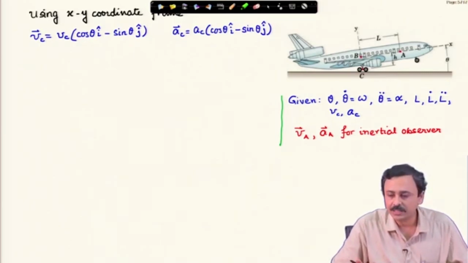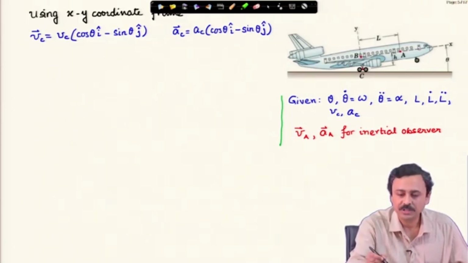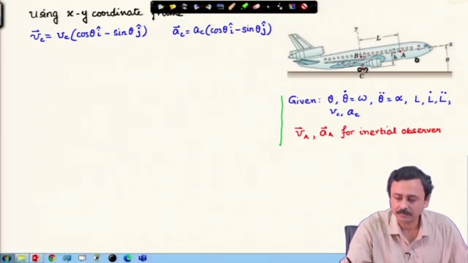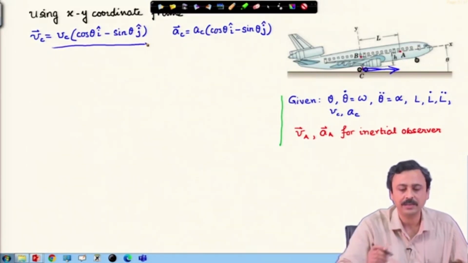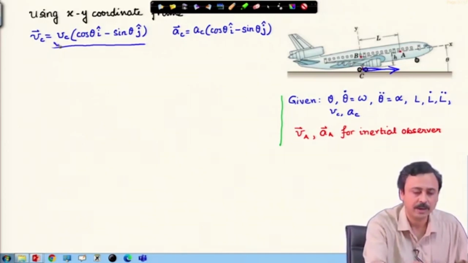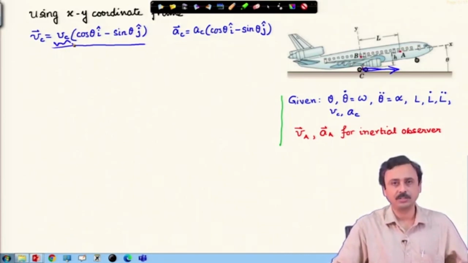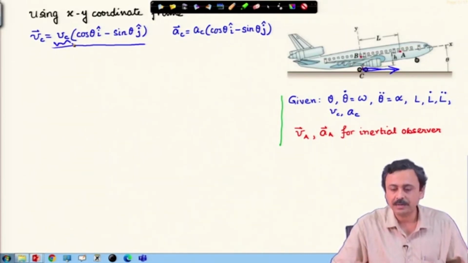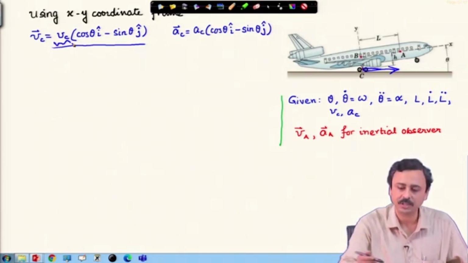For example, this Vc, the velocity of this point C in the wheel assembly, which is actually horizontal, has to be represented in the xy frame, and this is the representation of Vc in the xy frame. Vc is the magnitude, and cos theta i cap minus sin theta j cap is the unit vector direction. Similarly, acceleration of C, AC magnitude times unit vector direction, which is cos theta i cap minus sin theta j cap.